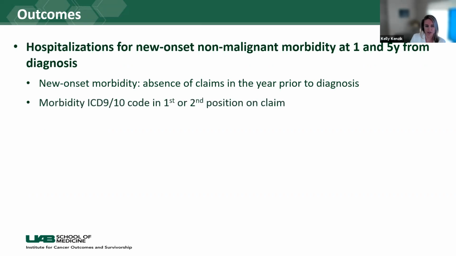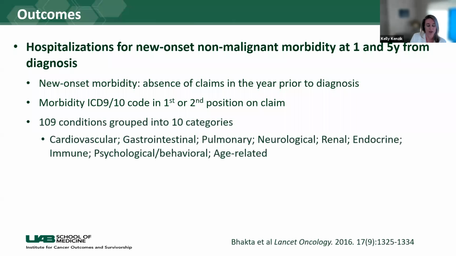We used ICD-9 and 10 codes on the first or second position on the claim to help characterize the reason for the hospitalization. We looked at 109 different conditions grouped into 10 categories, and these were informed from the CTCAE, Charlson, and Elixhauser. And these 10 condition groups were cardiovascular, gastrointestinal, pulmonary, neurological, renal, endocrine, immune-related, psychological, behavioral, and age-related, which we eventually modified to be more age/treatment toxicity because it included things such as anemia, dehydration, and weight loss. So depending on the reason for the hospitalization, those could either be post-treatment related or related to aging.